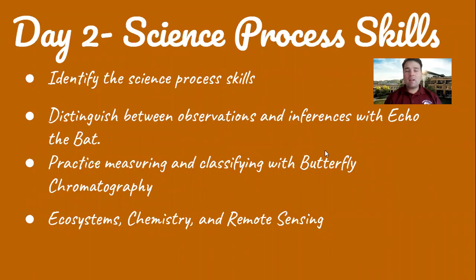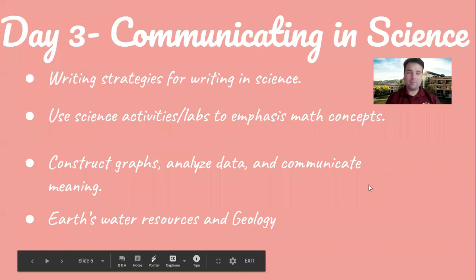Day number 2 is going to be on the science process skills. So we'll start by identifying the different types of science process skills and how you use them. And then we'll specifically go through some examples using the Echo the Bat story. And so through using that story, you'll learn to distinguish the difference between observations and inferences, which are 2 of the science process skills. And then also we'll practice our measuring and classifying, 2 other science process skills, with a butterfly chromatography lab, which I think you'll have a lot of fun doing. And so through this day, you'll be learning a lot about ecosystems, chemistry, and remote sensing.